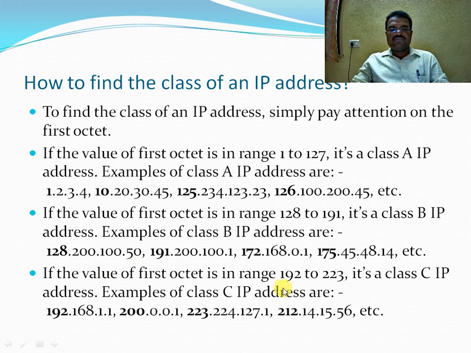Next, if the value of the first octet is in the range 192 to 223, it's a class C IP address. Examples are 192.168.1.1, 200.0.0.1, 223.224.127.1, 212.14.15.56, etc. The first octets 192, 200, 223 and 212 are in the range of 192 to 223. So we can easily find out which class an IP address is.